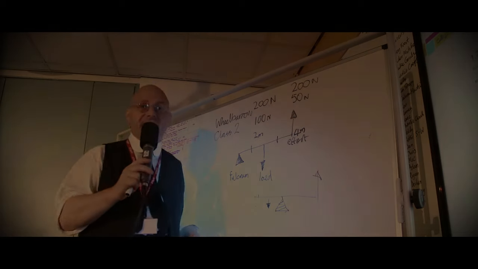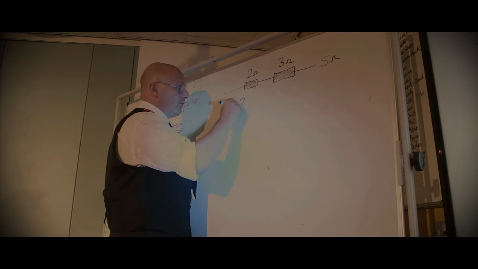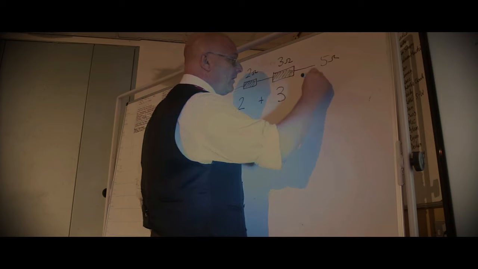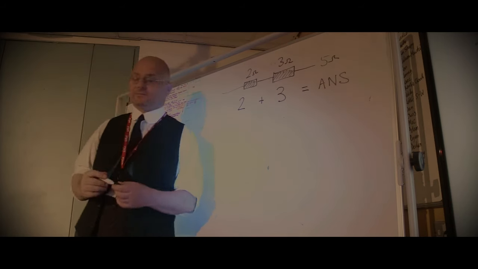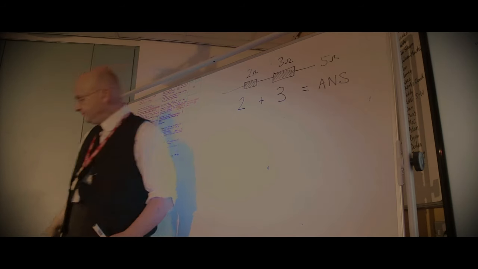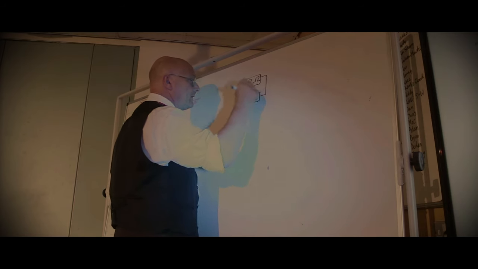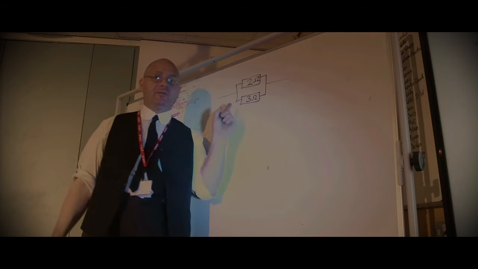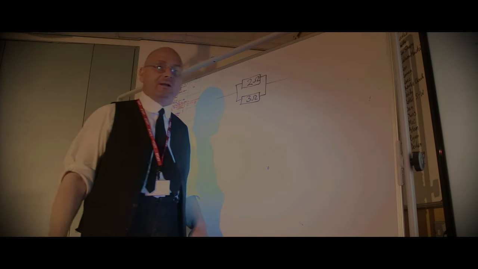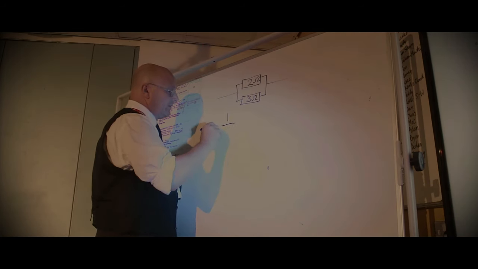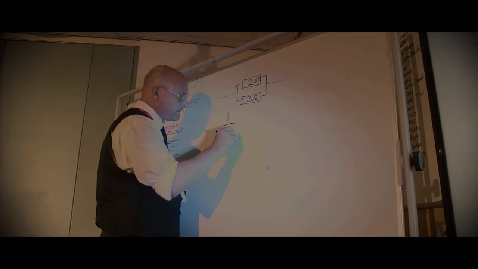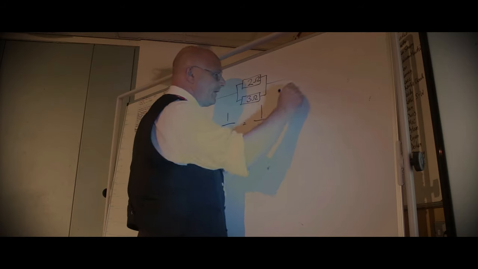And we did resistors in parallel. We go 2 plus 3 equals answer on the calculator. But what happens if they're in parallel? If they're in parallel, we go 2 ohms, 3 ohms. If they're in parallel, the total resistance given will be less than the minimum resistance in parallel. Because 1 over resistance total will equal 1 over R1 plus 1 over R2.